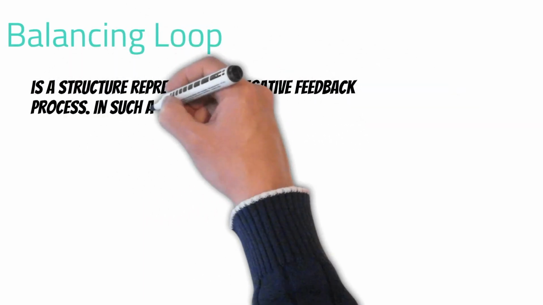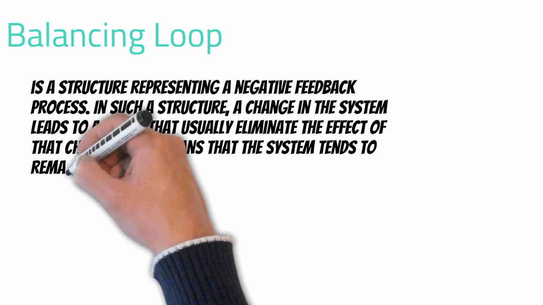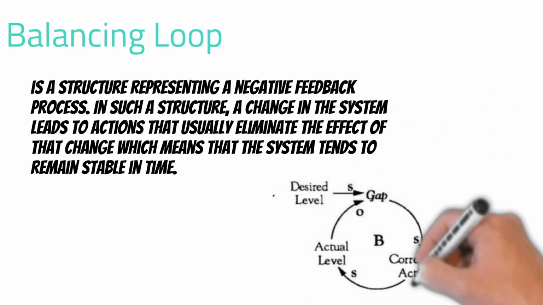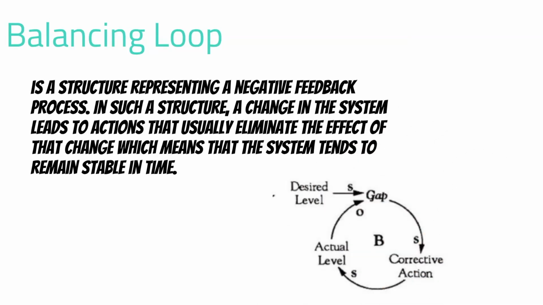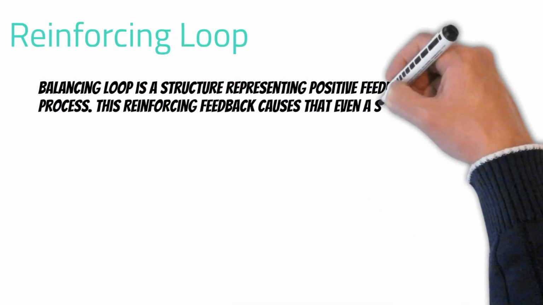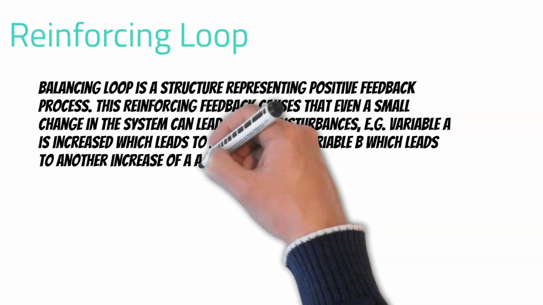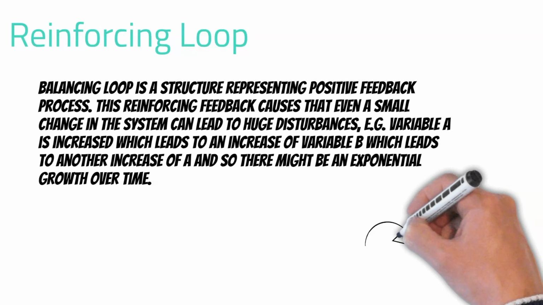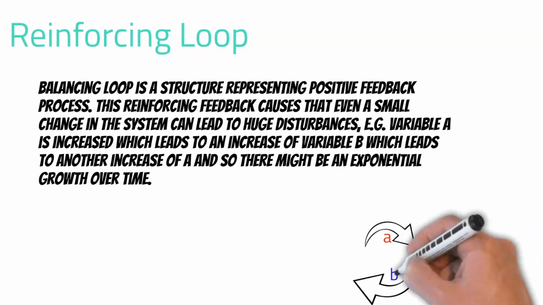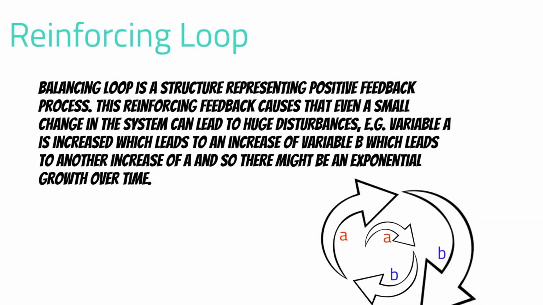A balancing loop is a structure representing a negative feedback process. In such a structure, a change in the system leads to actions that usually eliminate the effect of that change, which means that the system tends to remain stable in time. A reinforcing loop is a structure representing a positive feedback process. This reinforcing feedback causes resultant actions such that even a small change in the system can lead to a huge disturbance. For example, variable A is increased, which leads to an increase in variable B, which leads to another increase in A, and so there might be an exponential growth over time.